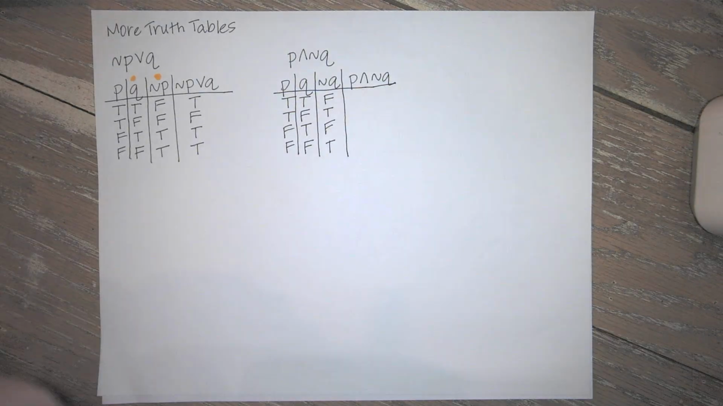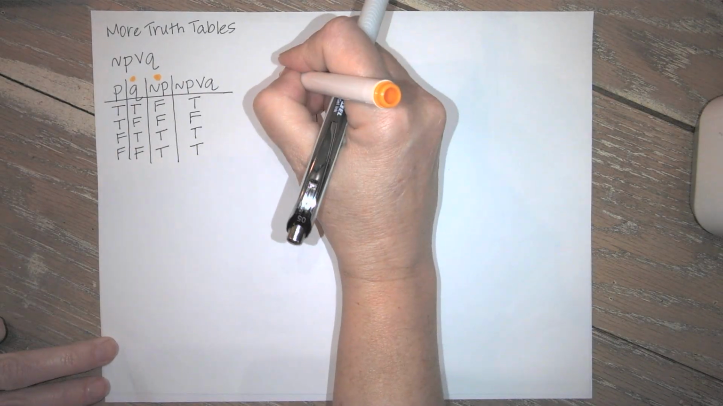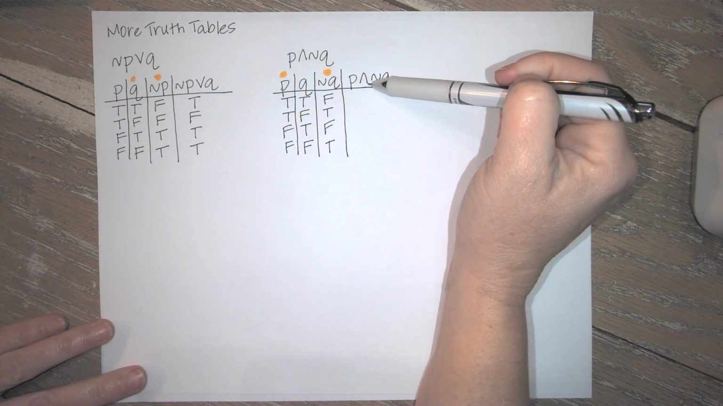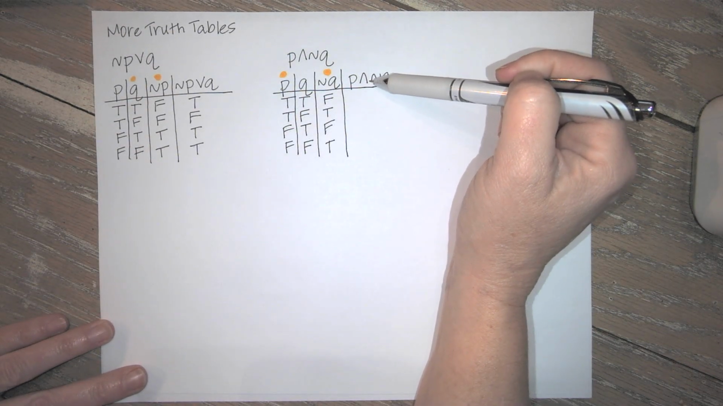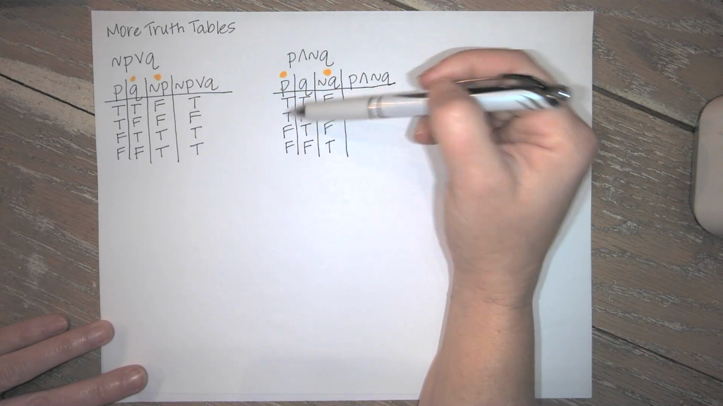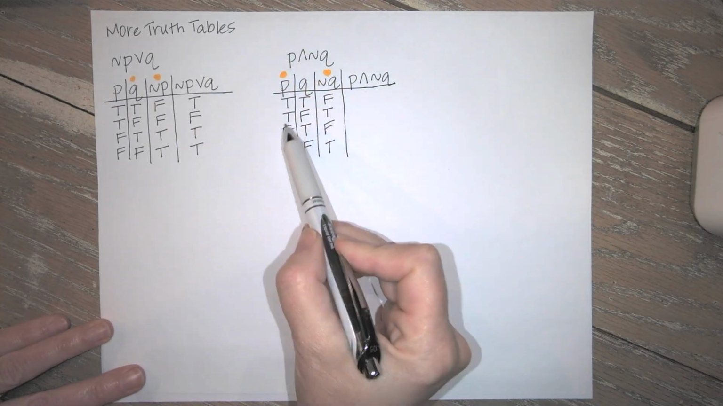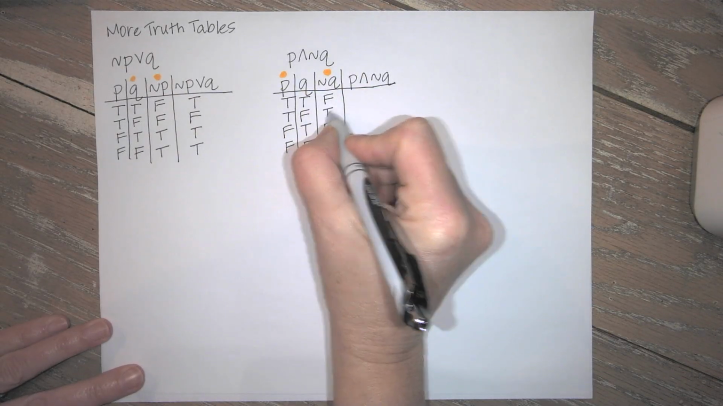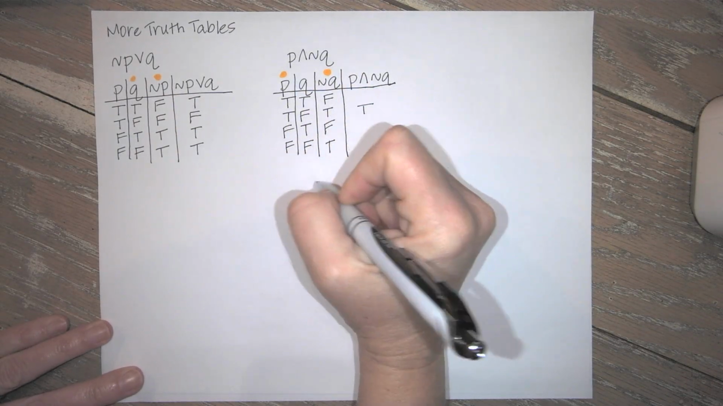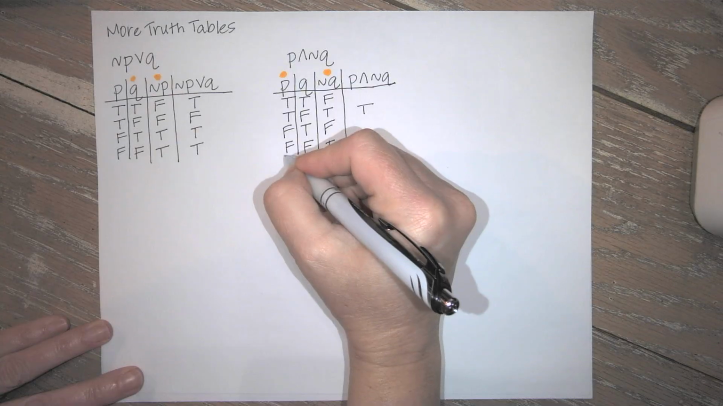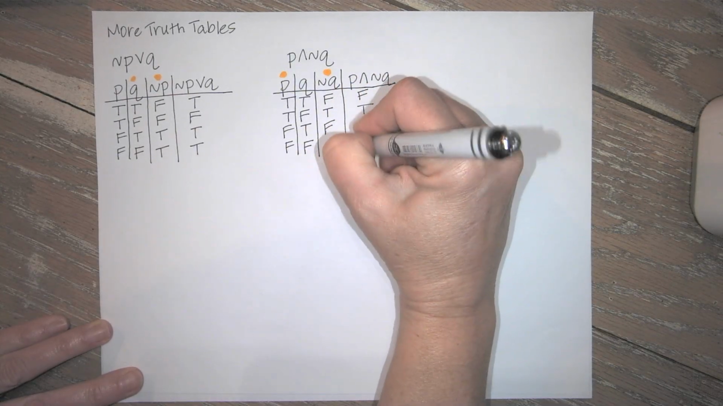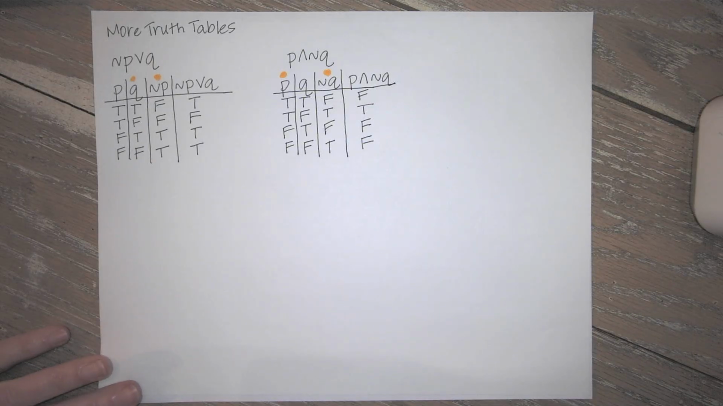It's a conjunction. So we're looking at the P column and the not Q column. All right, and in an and statement, the only time it's true is when both parts are true. So you can kind of come down these two columns and look to see if you have any where both are true. And you do right here. So that one's going to come out true. We don't have any other situations where they're both true. So the rest of them will come out false.